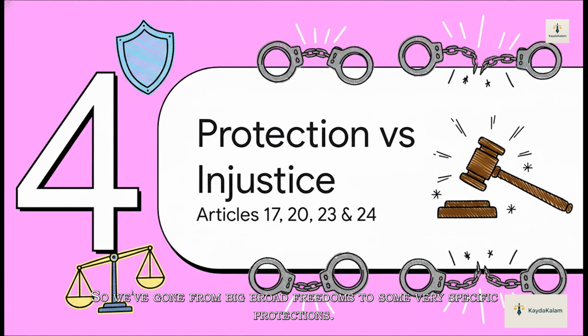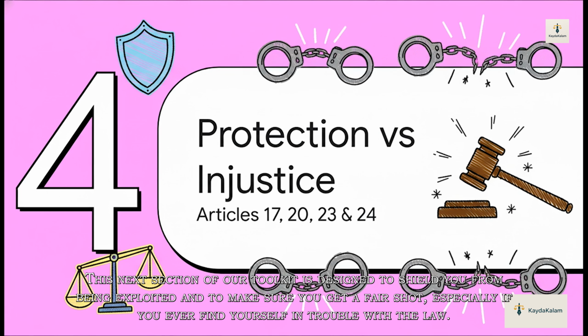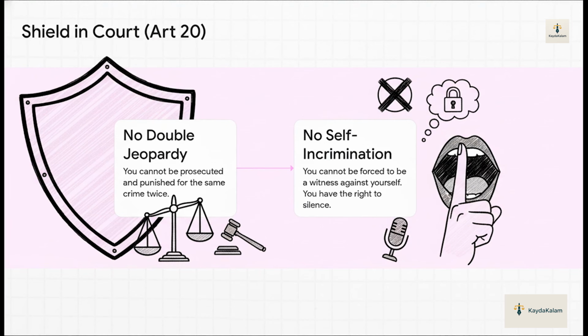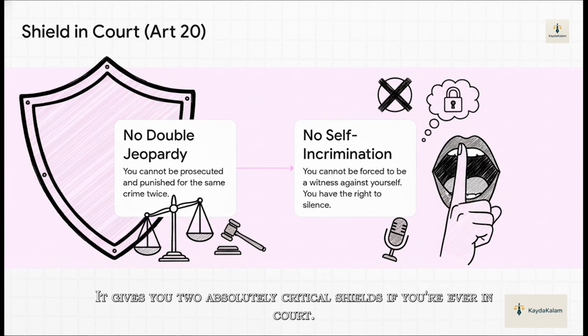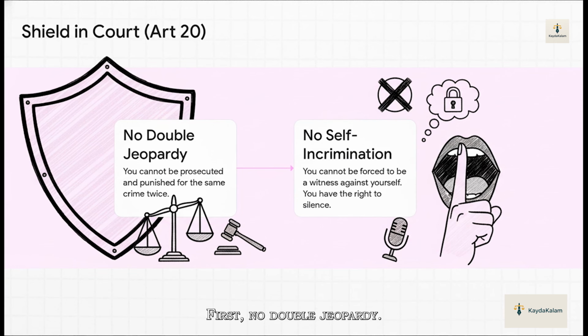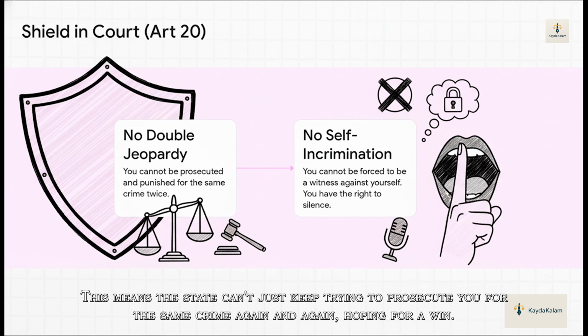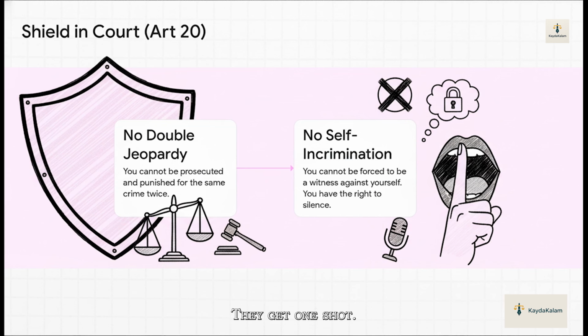So we've gone from big, broad freedoms to some very specific protections. This next section of our toolkit is designed to shield you from being exploited and to make sure you get a fair shot, especially if you ever find yourself in trouble with the law. Article 20 is huge. It gives you two absolutely critical shields if you're ever in court. First, no double jeopardy. This means the state can't just keep trying to prosecute you for the same crime again and again, hoping for a win. They get one shot. Second, no self-incrimination. You cannot be forced to testify against yourself. This is the very foundation of your right to remain silent.